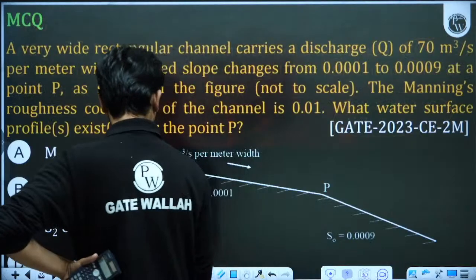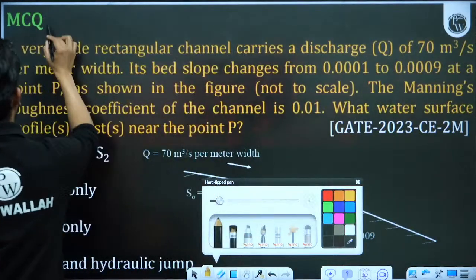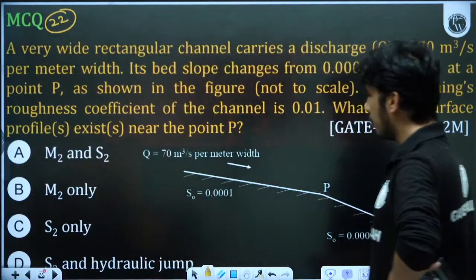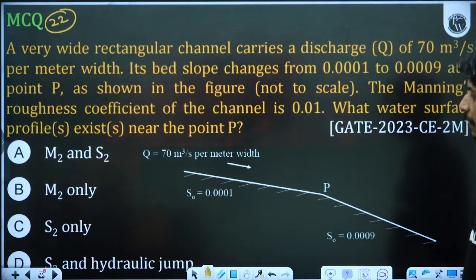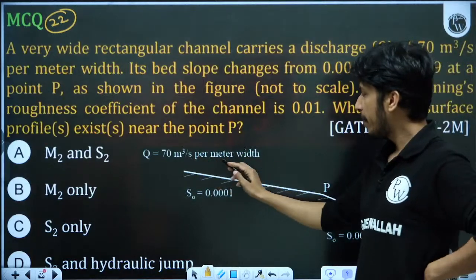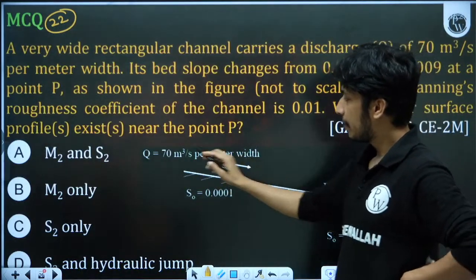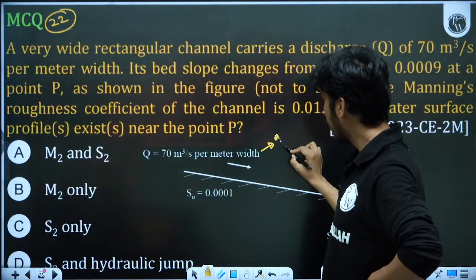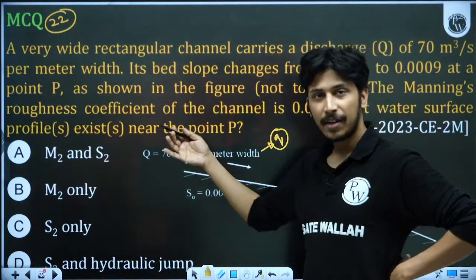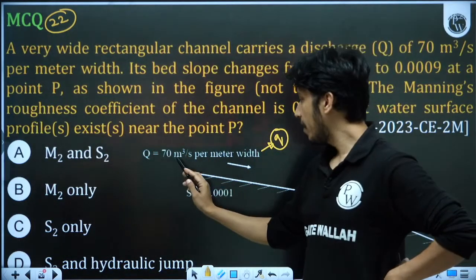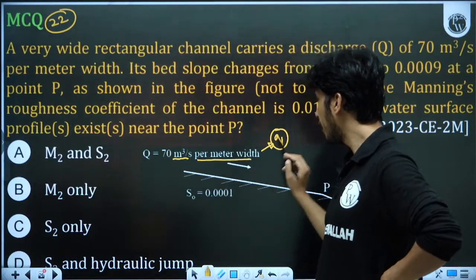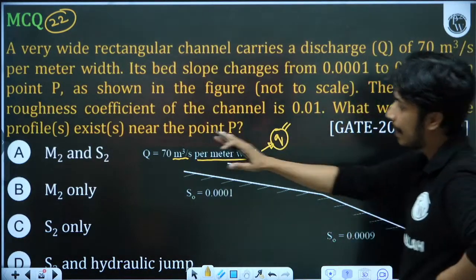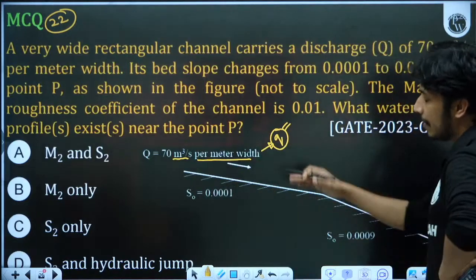Next question, question number 22. This is MCQ type. 4 options are given there. So 70 meter cube per second per meter width is the discharge. If it is given capital Q, but it is per meter width, na, so it is actually small q. Whether it is written capital Q or small q, if it is written meter cube per second per meter width, it is the discharge per meter width.